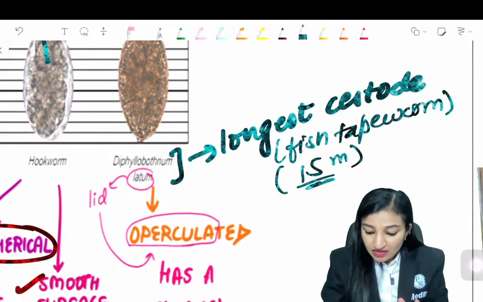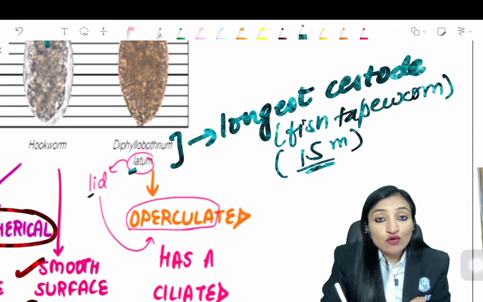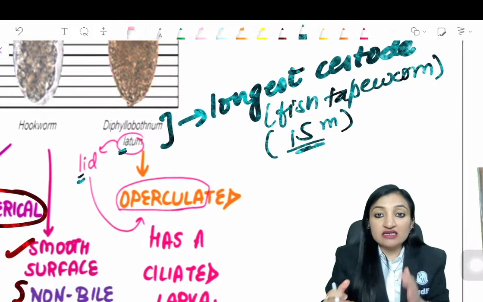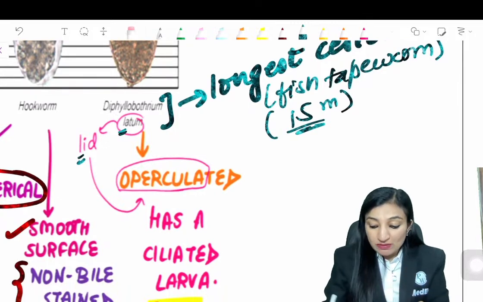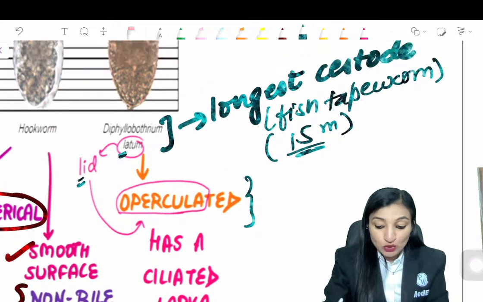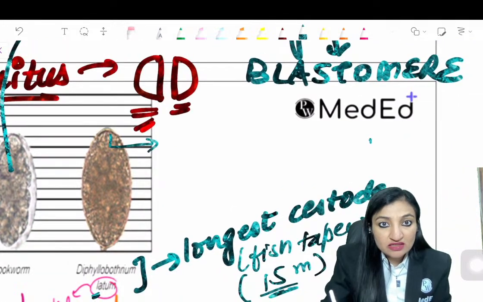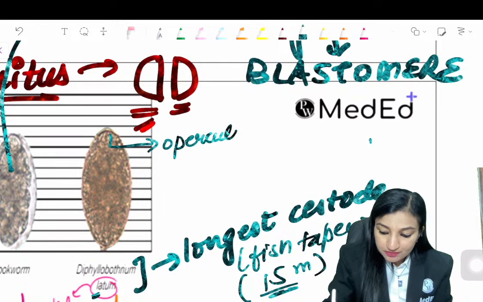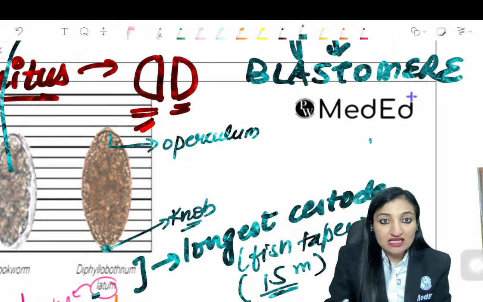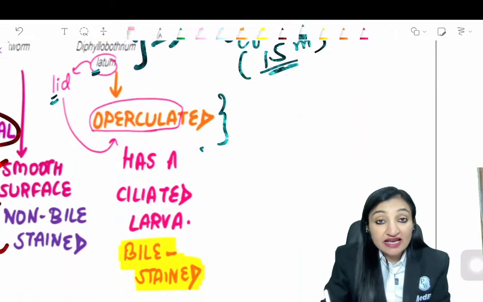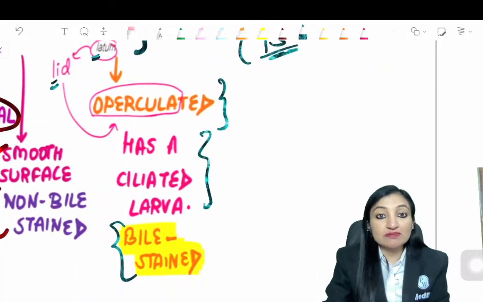Remember it like that. Now, Diphyllobothrium latum, L for latum, and L for what? Lid. Another synonym for lid is operculum. So remember, this is an example of an operculated egg. So this is the operculum. Okay, I hope you can appreciate this. This one is the operculum. And there is a knob at the opposite end, and this egg has a ciliated larva inside, and as you can see, it is brownish in color, so it is bile stained.